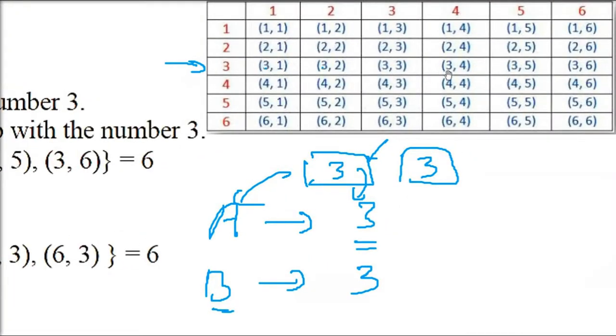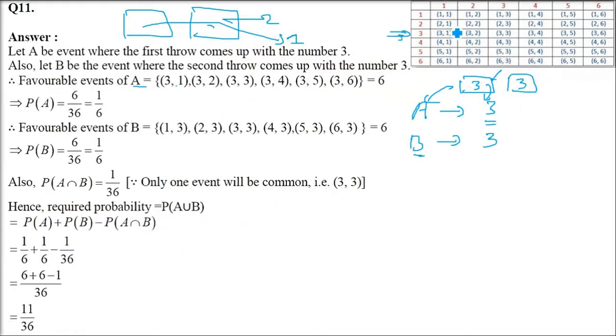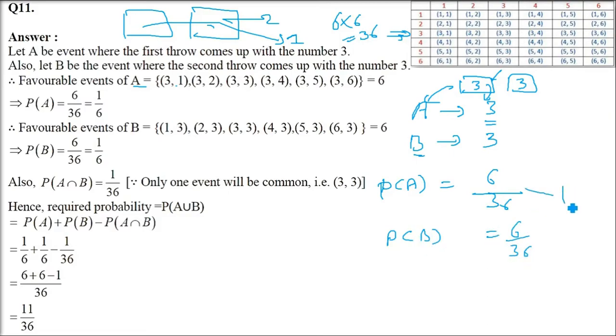See here, this is the row I am talking about. Now for the second number being 3, which column is this? This is the third column, because the number 3 is coming in the second die. So this is also 6 and this is also 6. So the probability of A will be 6 by 36 because the sample space is 36, and the total number of favorable cases is 6 in both the cases. 6 by 36, so 1 by 6, 1 by 6. Both will be 1 by 6.